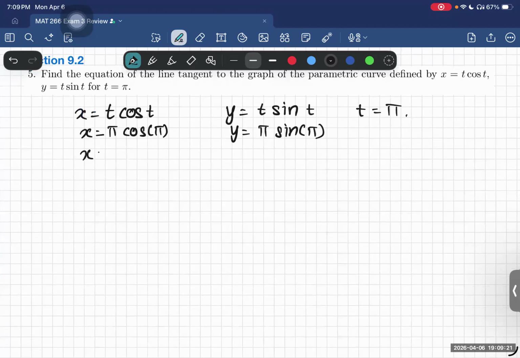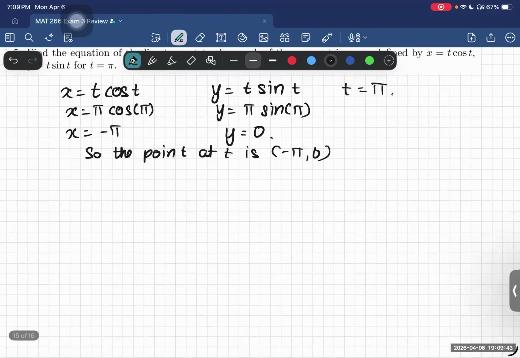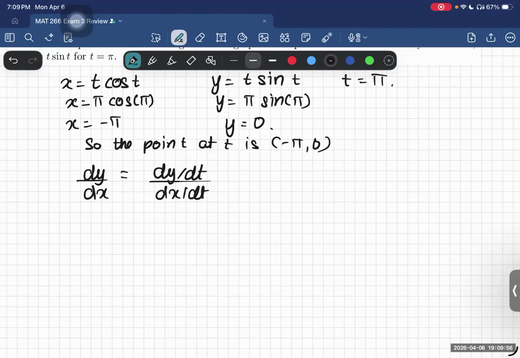So x will be negative pi and y will be 0 as cosine of pi is negative 1 and sine of pi is 0. All right. So the point P is negative pi comma 0. This is my Cartesian point. Now let's find the slope of it. Slope formula is dy over dx is equal to dy over dt divided by dx over dt, right?